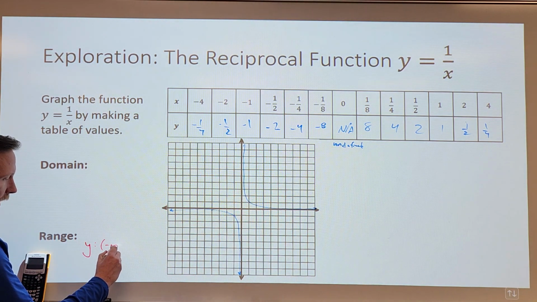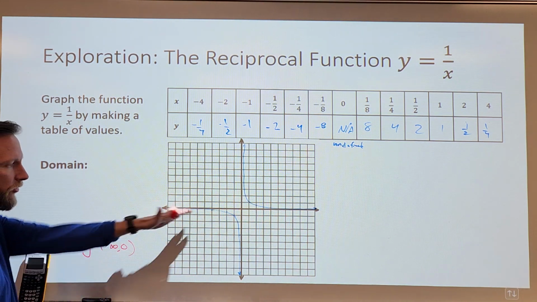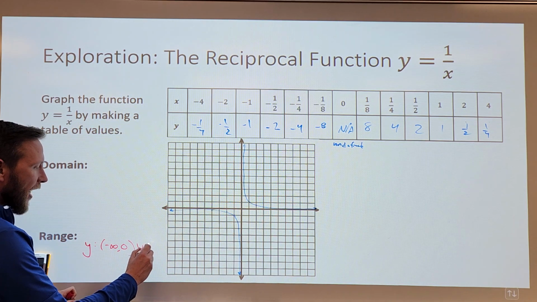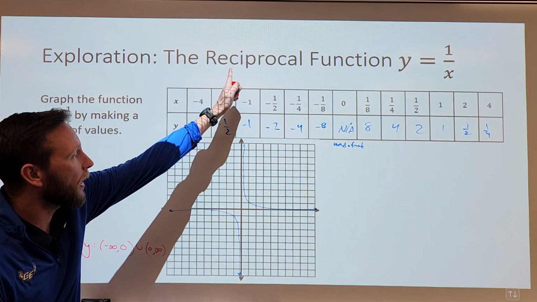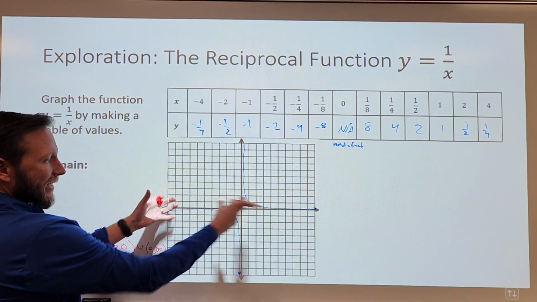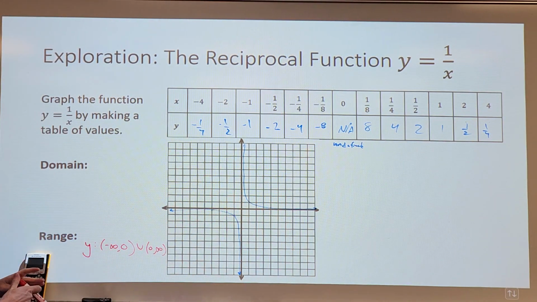It goes all the way down to negative infinity and it gets up to 0, but it doesn't actually touch 0. And then it picks back up at 0 and it goes all the way up to positive infinity. So that's going to go positive infinity, negative infinity, but at 0 there is no output for 0.